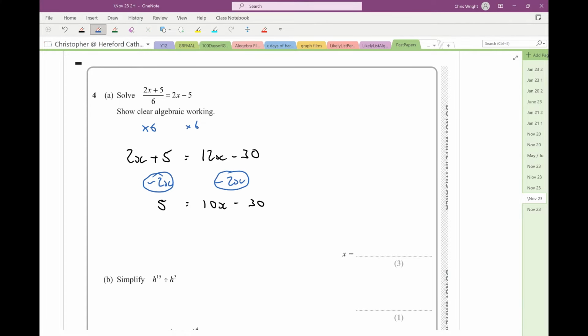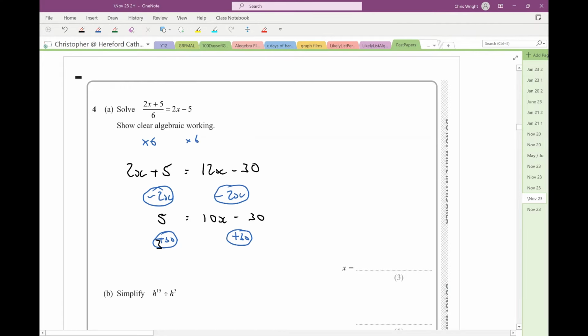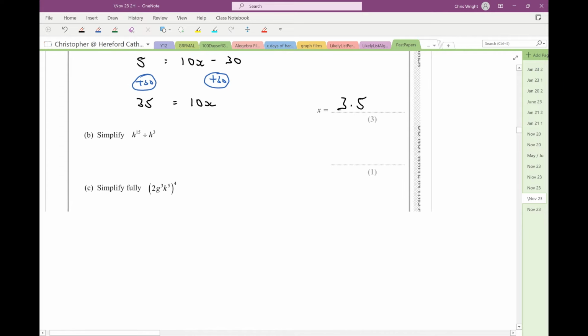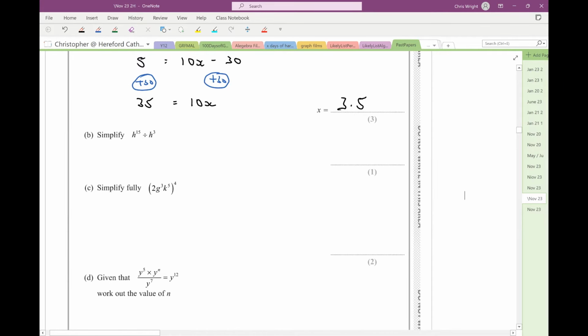Okay, let's add 30 to both sides. Get those x's on their own. That'll give me 35 equals 10x. Divide both sides by 10. x equals 3.5.